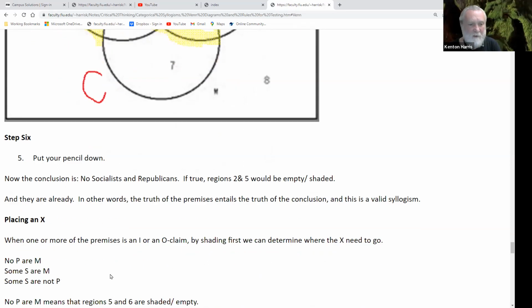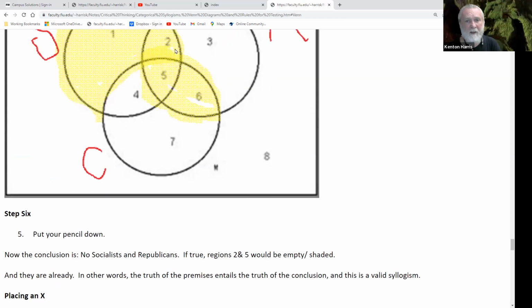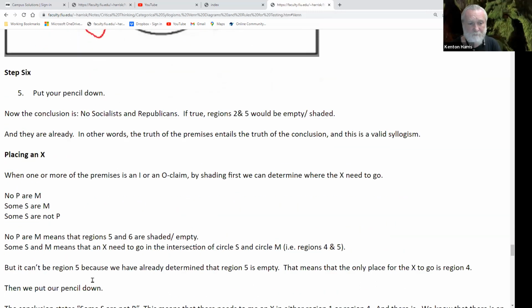And now that we put our pencil down, we look at our conclusion, which says no socialists are Republicans. If that's true, then regions 2 and 5 should be empty. But they are, look at that, right? In other words, simply diagramming our premise set demonstrates that our premises entail the conclusion that no socialists are Republicans. Right? So we know that this argument is valid.